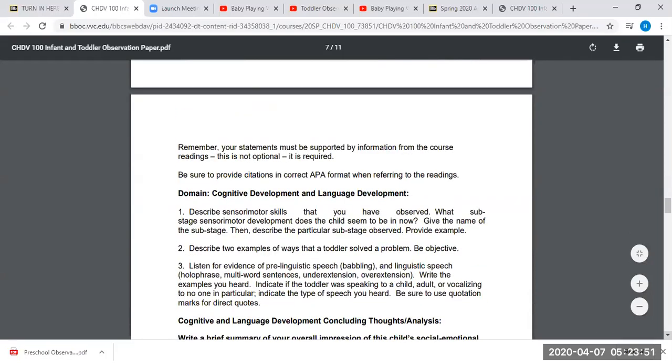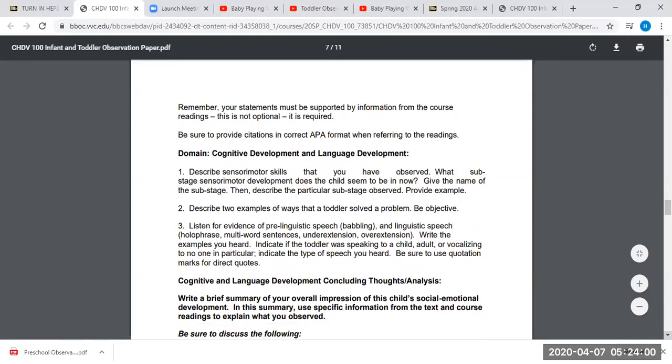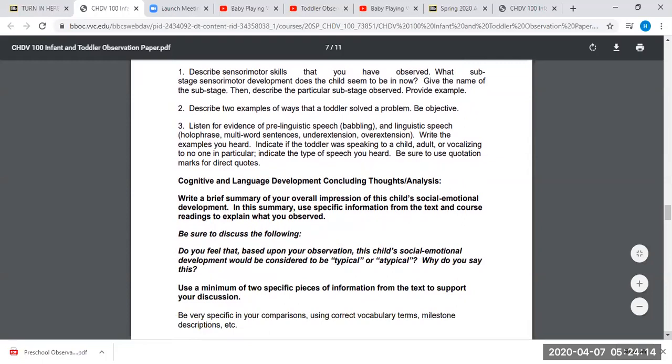And then the next developmental domain you're going to be addressing is the cognitive development and language development. So in this domain, you're going to be answering these questions in this area. So it has 3 questions. They're pretty in detail, so there's multiple questions within it. You're going to watch the observation video. You're going to be able to answer these questions. Then you're going to be talking about your cognitive and language developmental concluding thoughts and analysis.